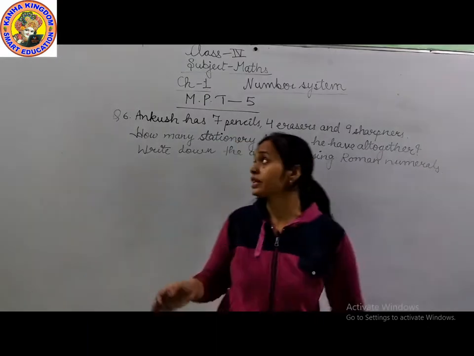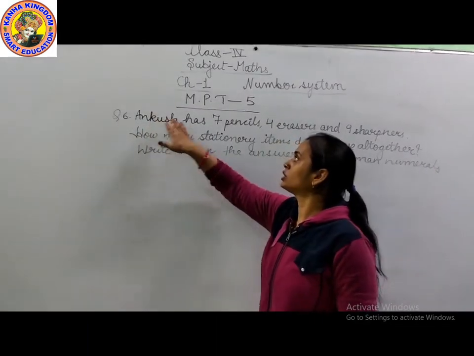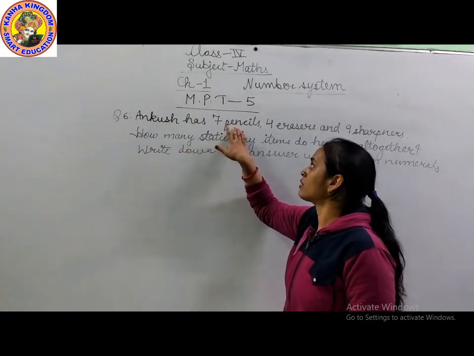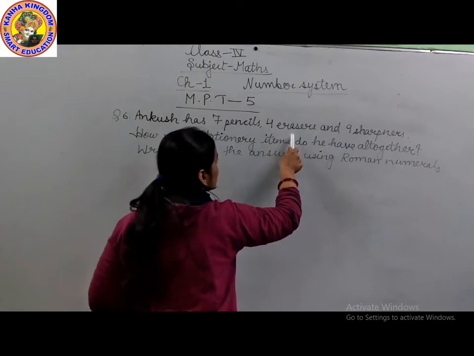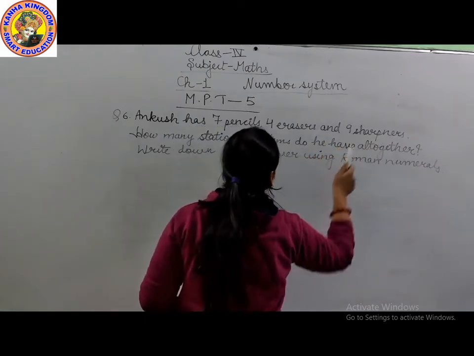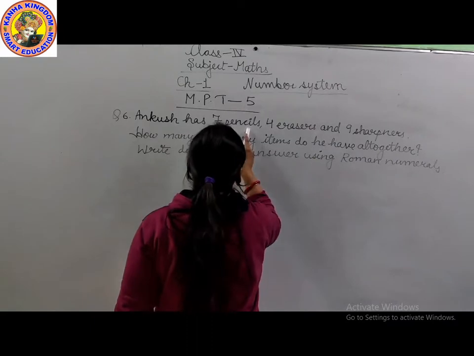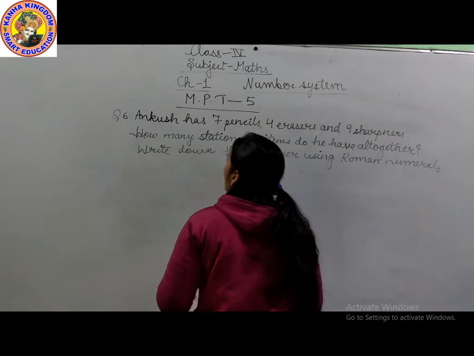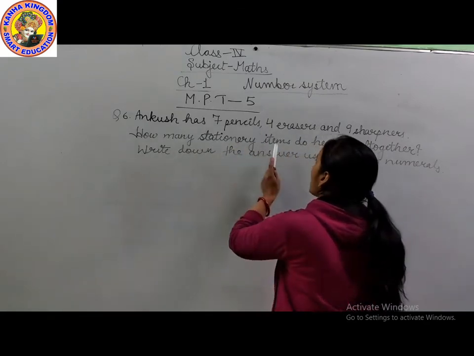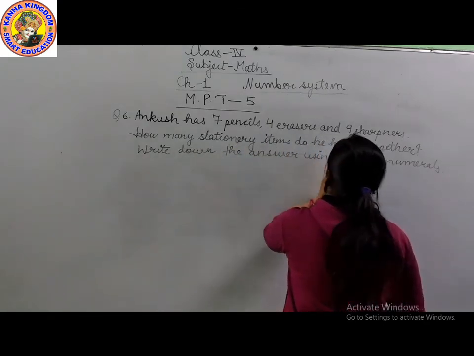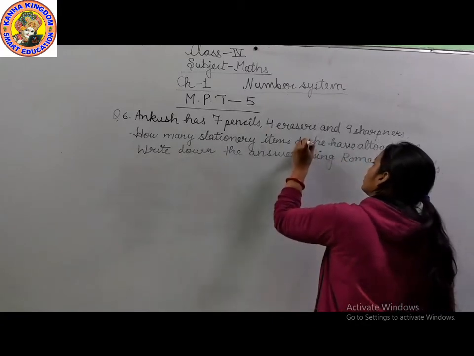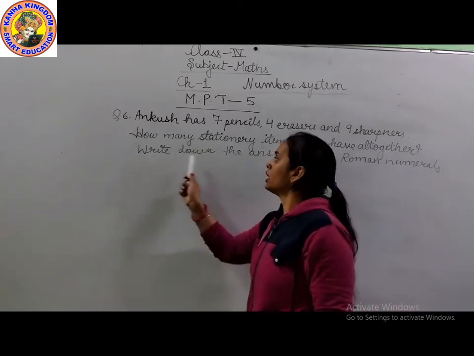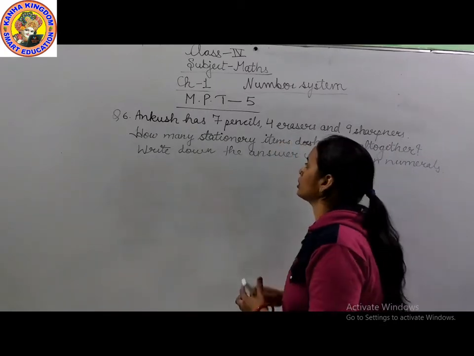Now, next word problem is Ankush has 7 pencils, 4 erasers and 9 sharpeners. So Ankush has 7 pencils, 4 erasers and 9 sharpeners. How many stationery items does he have altogether? Write down the answer using Roman numerals.